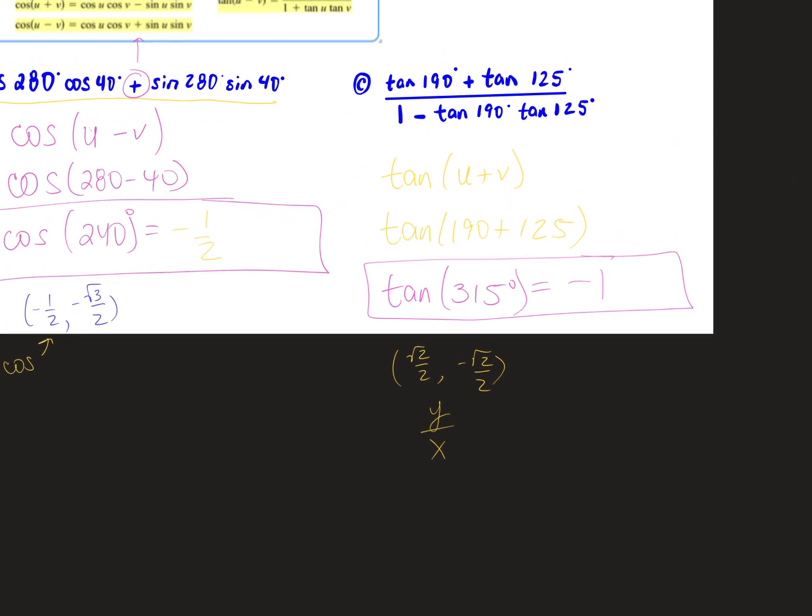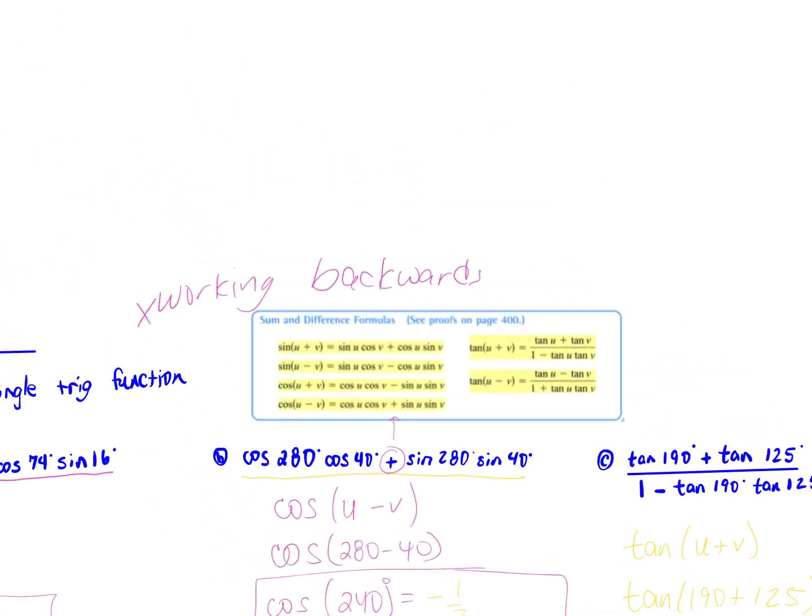Once you identify which formula you're using, when you smush together, guys, your singular trig function, like tangent 315, cosine 240, it will end up on the unit circle, so then you can evaluate it. Does that make sense? You guys all right? Okay. Let's go to the last one, and then we're done.